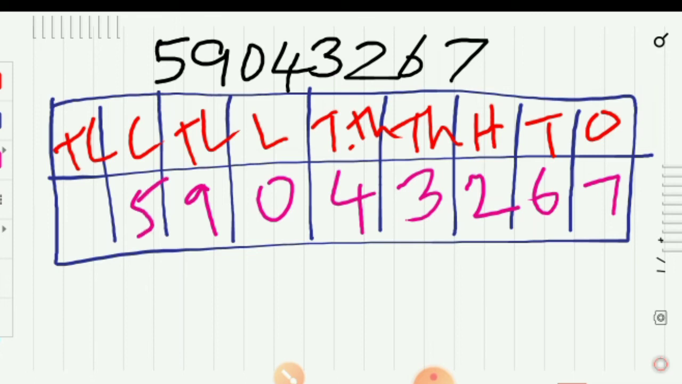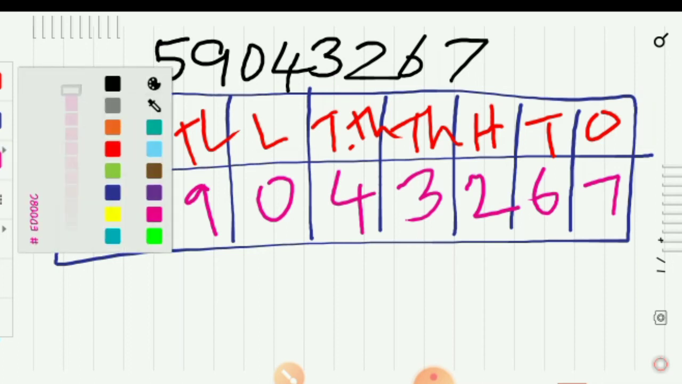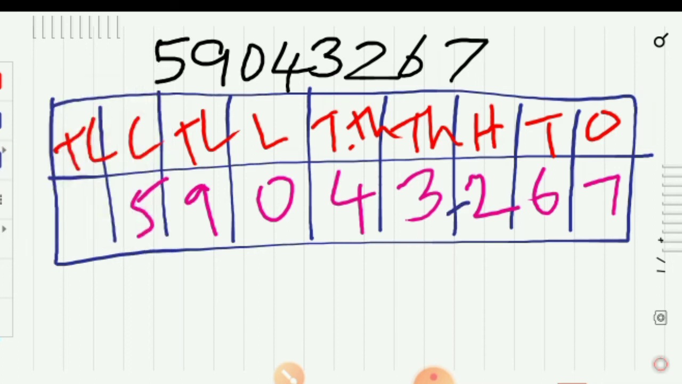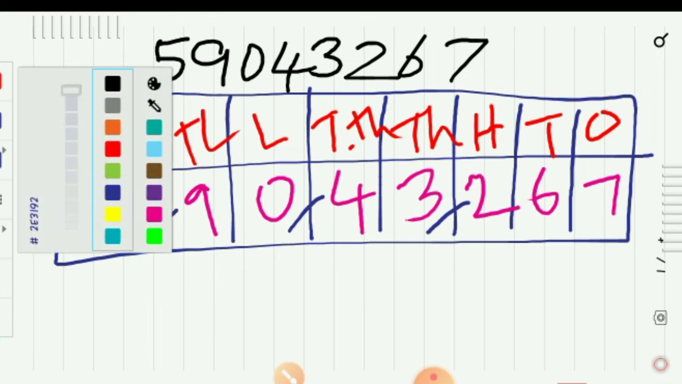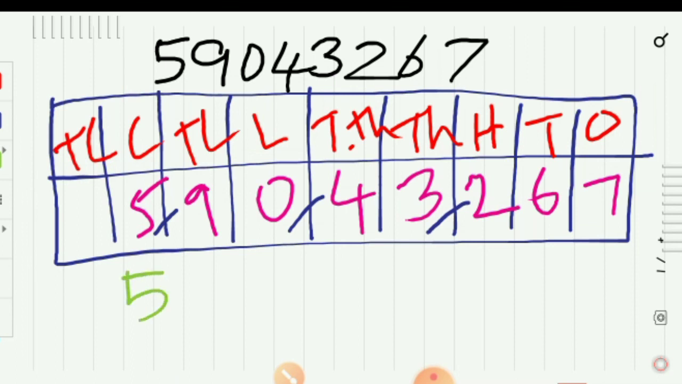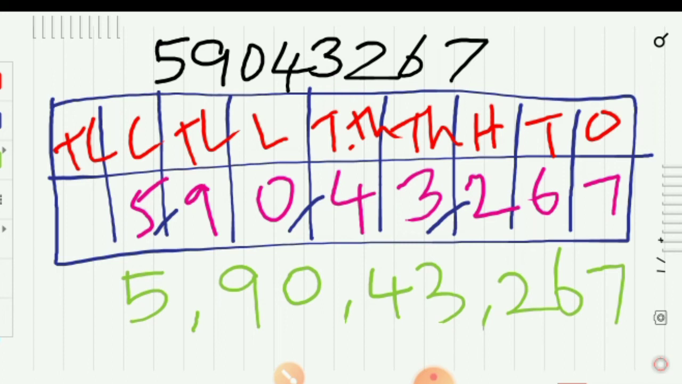How do you put commas or periods in the Indian number system? In the order 3, 2, 2. Okay. Write the number: 5, 9, 0, 4, 3, 2, 6, 7. How to read the number? 5 crore 90 lakh 43,267. Do you understand how to write the number in the Indian number system? Next, we see the same number in the international number system.